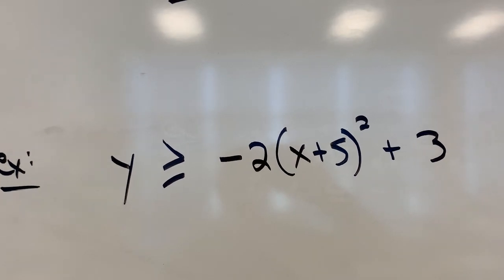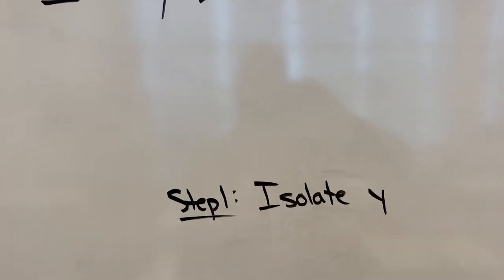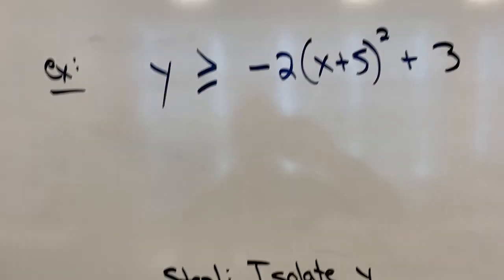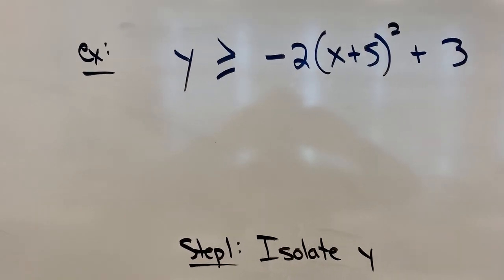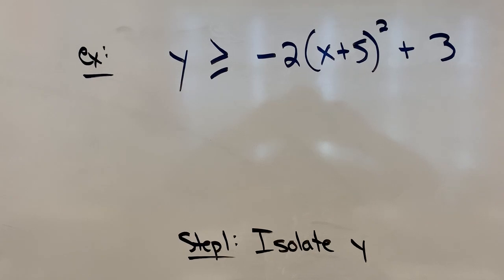Your first step would be to solve for y. Step one, I say isolate y, get y on one side of that inequality. They've already done that, so we don't even have to worry about that. And that's usually the case, to be honest, in these quadratic inequalities with two variables.